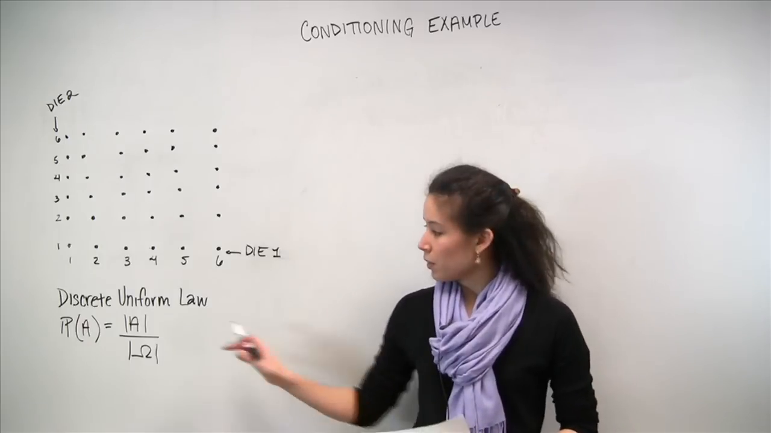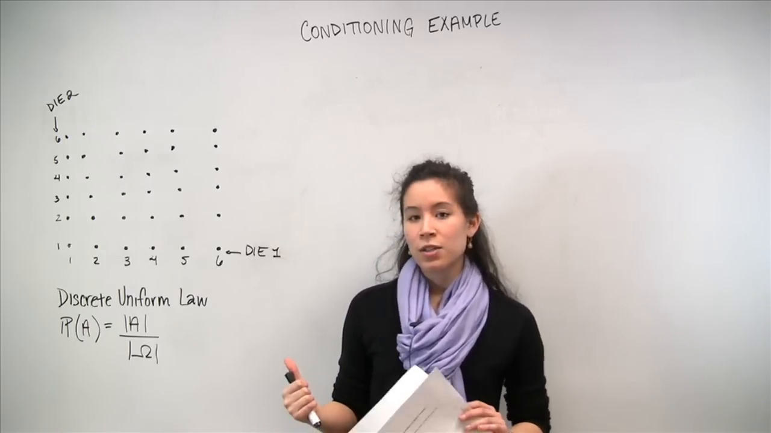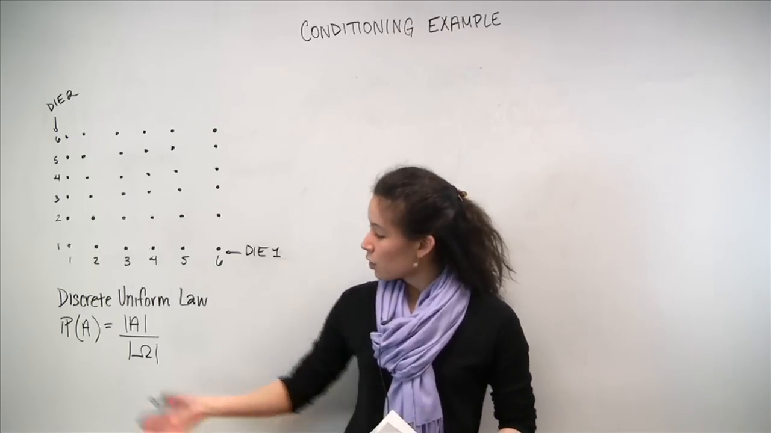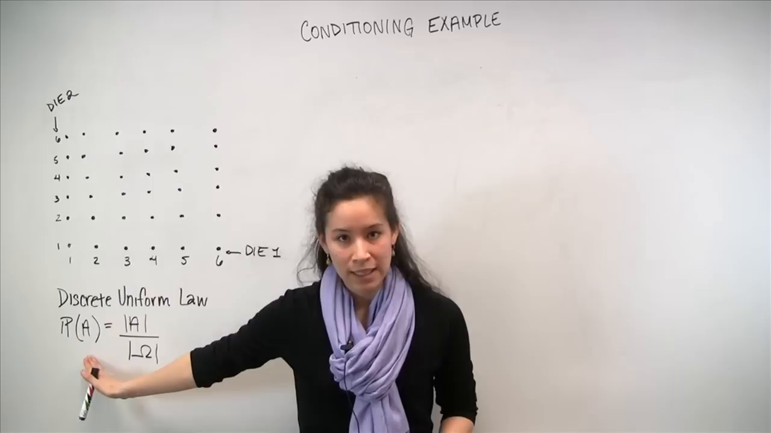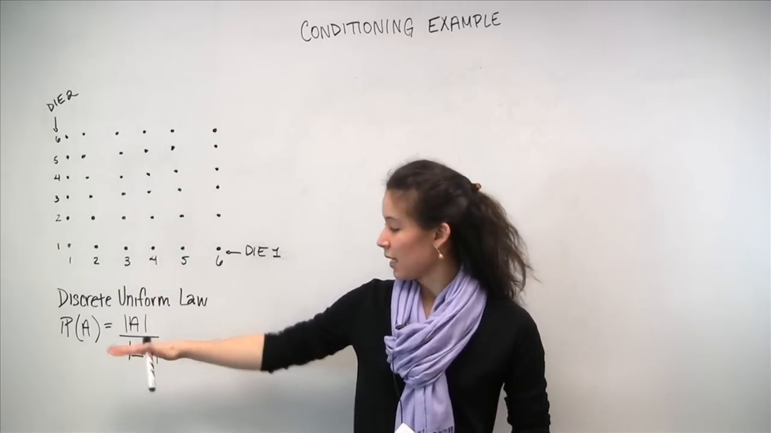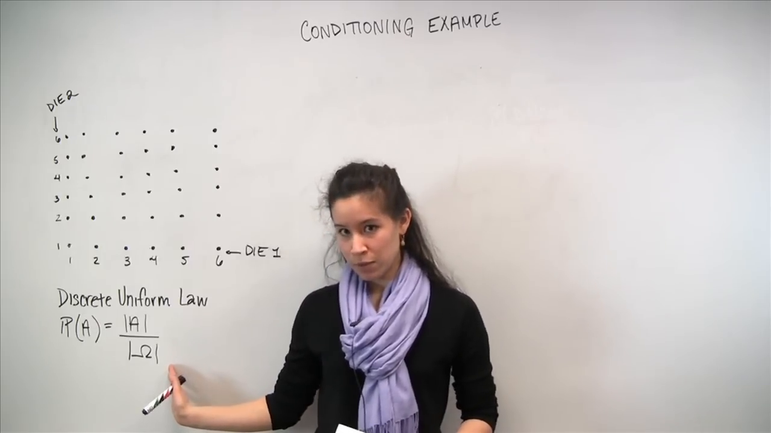So, quick recap: the discrete uniform law says that when your sample space is discrete and the outcomes in your sample space are equally likely, then to compute the probability of any event A, you can simply count the number of outcomes in A and divide it by the total number of possible outcomes.